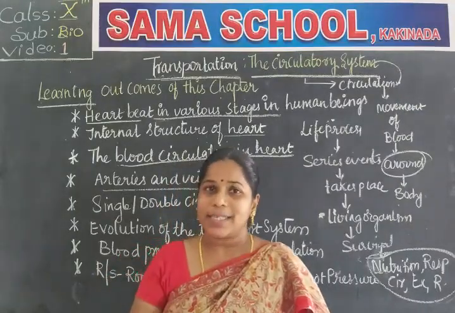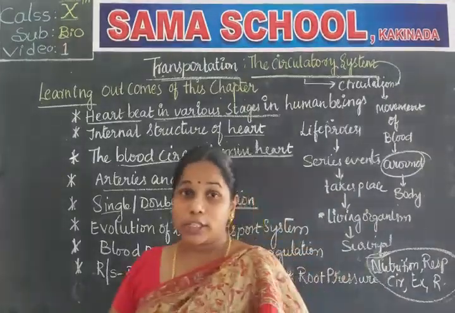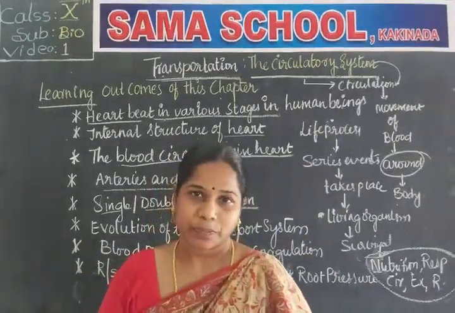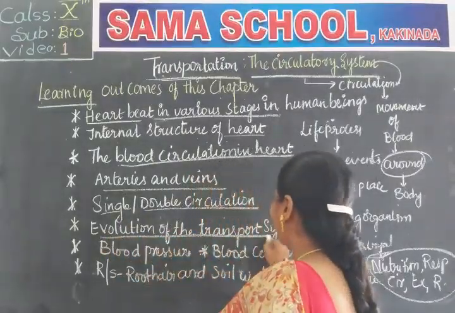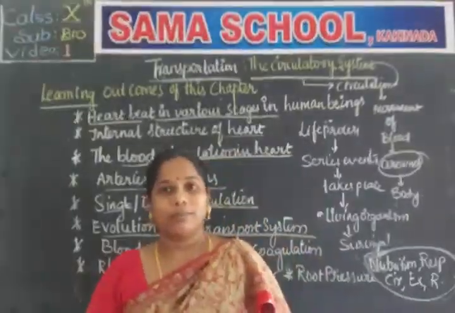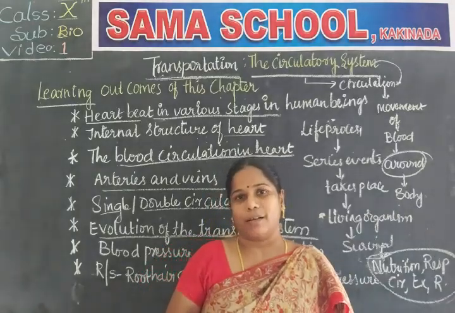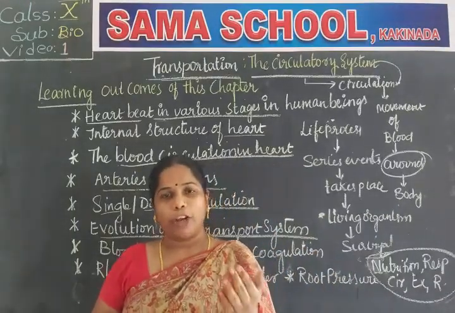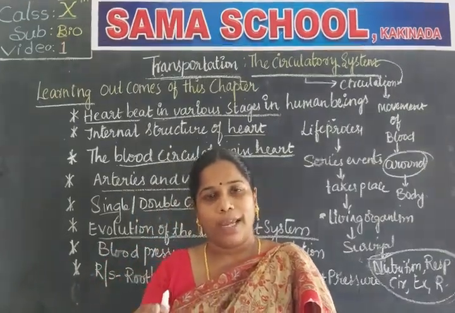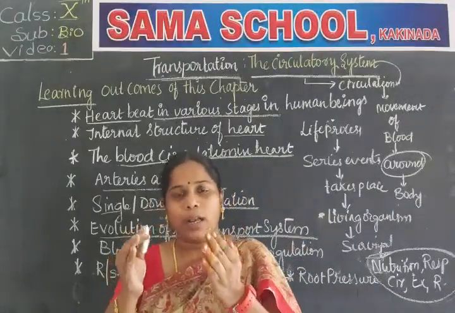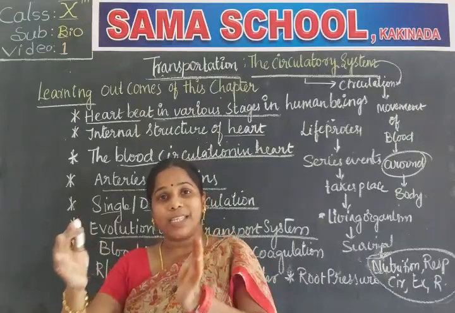So now arteries and veins. Then here single and double circulation, that also I am going to explain in the keywords. Then single and double circulation, evolution of transportation. Understand what is meant by evolution. Our life begins with the single cell, slowly development, slowly multicellular. That means here the transportation is not the same in every living organism. There is an evolution, that means slowly the changes took place.